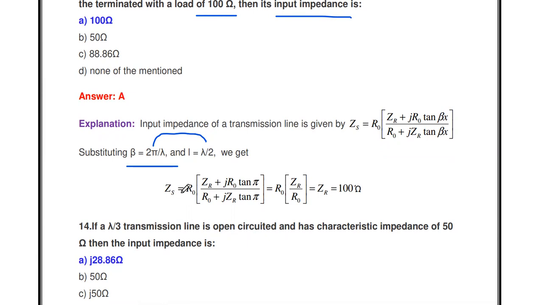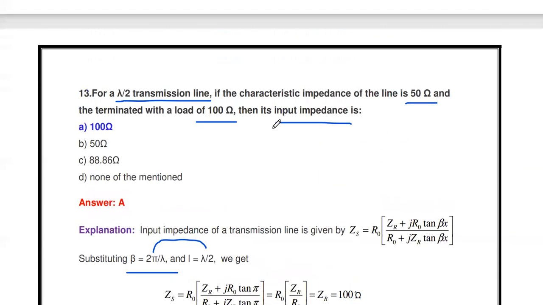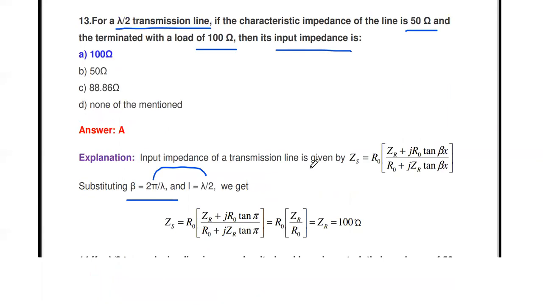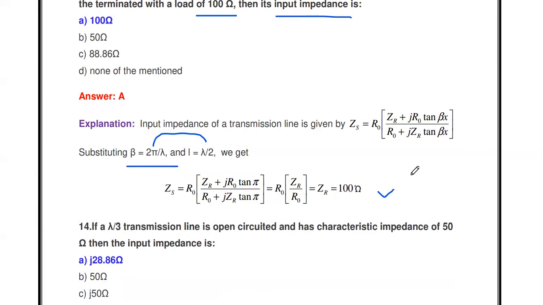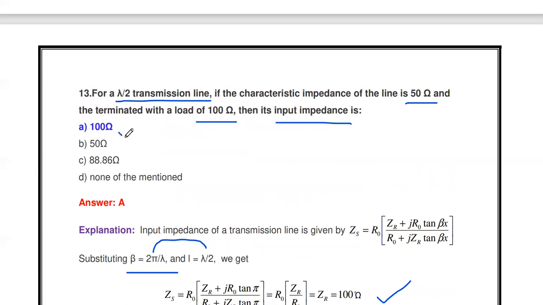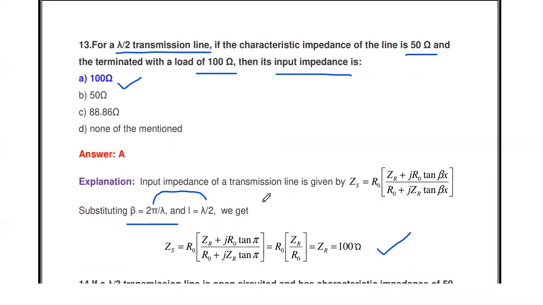So that's why we will get ZS equal to R naught into ZR by R naught. R naught cancels, so we get ZS equal to ZR. What is the value of ZR? The load is 100 ohms. So we will get the answer 100 ohms. So the input impedance is 100 ohms for this line.